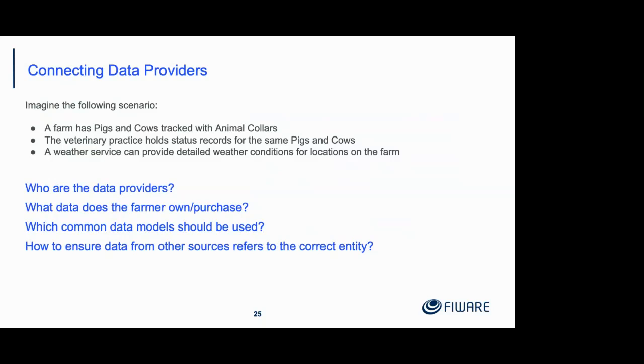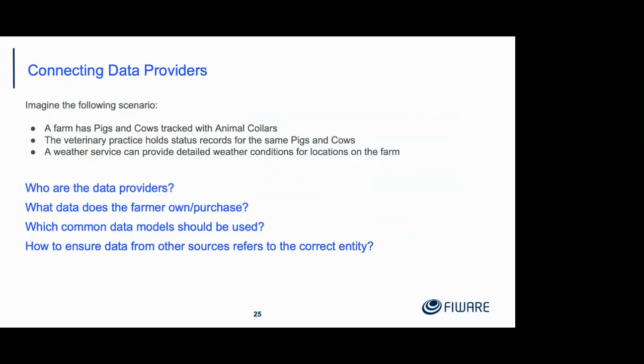I want you to imagine the following scenario: a farm has pigs and cows tracked with animal collars. A veterinary practice holds status records for the same pigs and cows. A weather service can provide detailed weather conditions for the location of the farm. And I've got 4 questions.